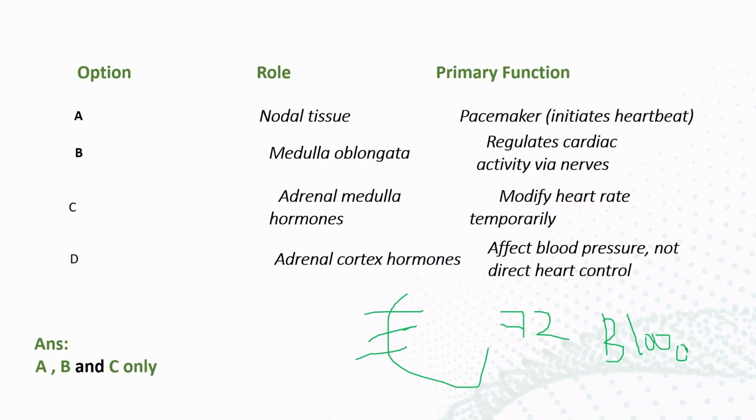Okay, you can say that the nodal tissue, adrenal medulla hormones and medulla oblongata are responsible for the cardiac cycle. But this one will not regulate the cardiac cycle. It will affect the blood pressure, so it does not play a major role in the cardiac cycle. So the main options for that question are A, B and C, means nodal tissues, medulla oblongata and adrenal medulla hormones are responsible for the cardiac cycle here. Okay, we'll move on to the next one now.